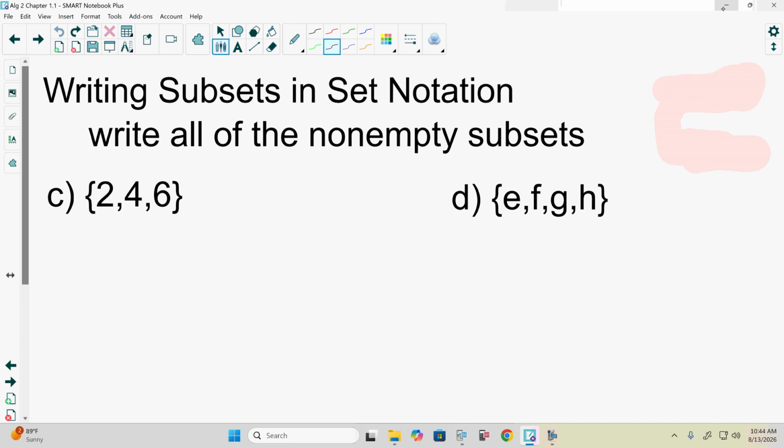Where we stopped yesterday, I believe, was this here, 2, 4, 6. We're writing subsets. So that's what we're going to be picking up to start with.